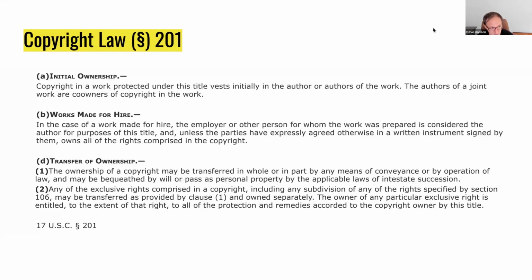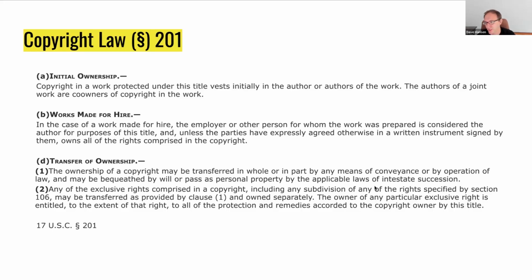This provision says that in the case of a work made for hire, the employer or other person for whom the work was prepared is considered the author for purposes of this title, unless the parties have expressly agreed otherwise. And so it's that person that owns all of the copyright. This is a really important term. We have to figure out that if I work for somebody, what's the arrangement between them? And is my work going to be considered work for hire? So that's point number one. We'll get into that in a moment.